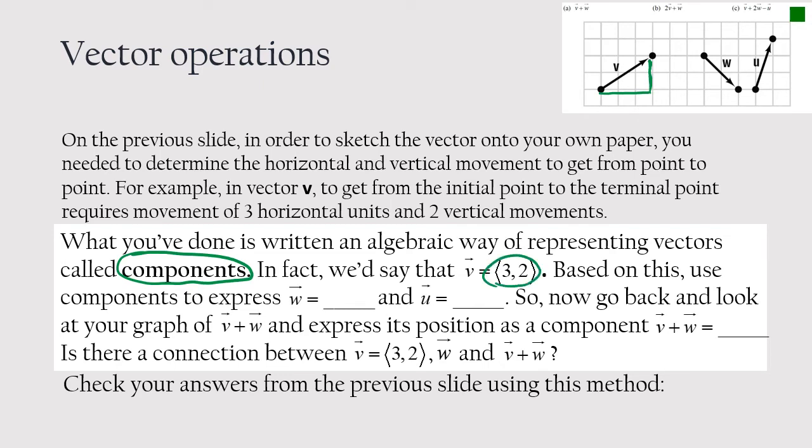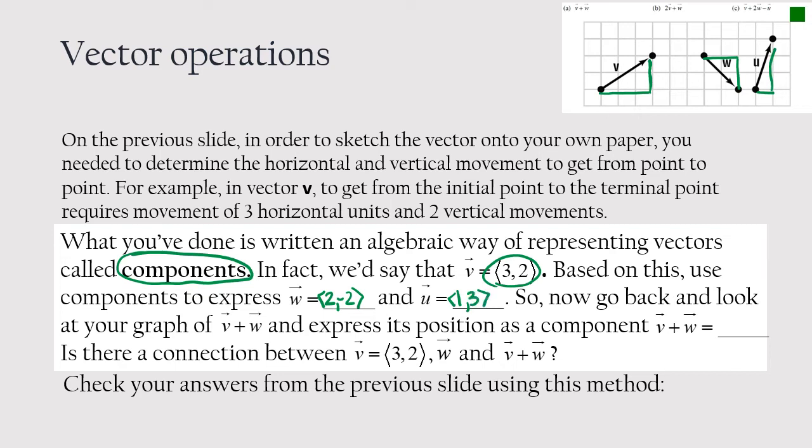Based on this, we can express w. To get from here to here, we're going over 2 in the positive direction. You always go from the left point to the right point. And then we're going down 2, so that's going to be a negative 2. For u, we're going over 1 in the positive direction, and then we're going up 3.